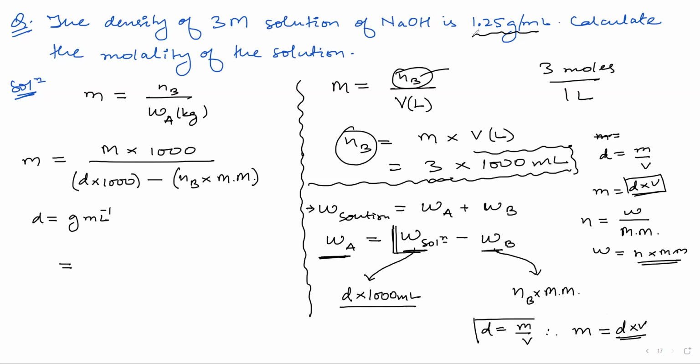So see, the density we have been given. What is the volume of solution that we have taken? 1 liter. Since the density is in ml, we will convert this liter into milliliters. So that will be equal to how much? 1000 ml.